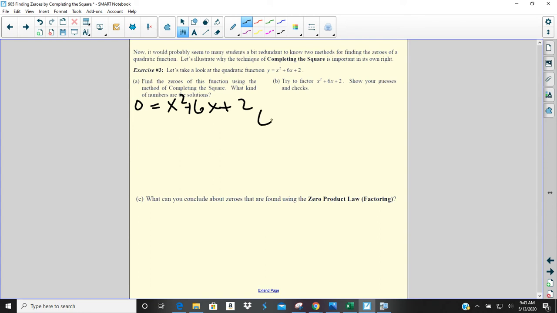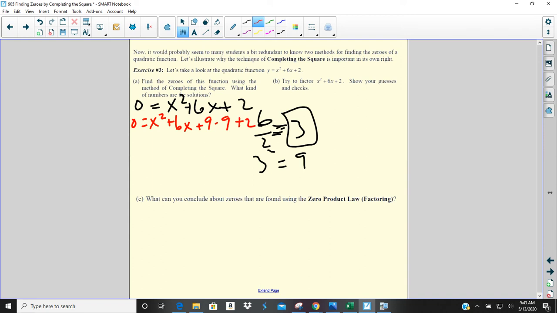So I'm going to find 6 divided by 2 is 3. That's my clue. Then I'm going to square it. Again, I get 9. Okay, so I'm going to now write this out. So it's 0 equals x squared plus 6x plus 9 minus 9 plus 2.